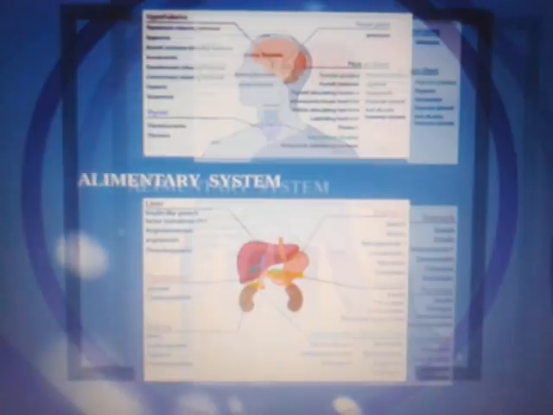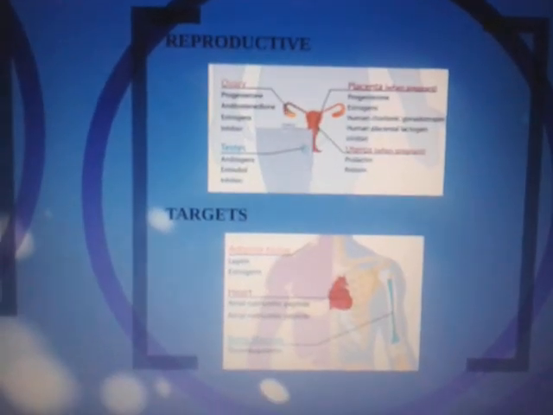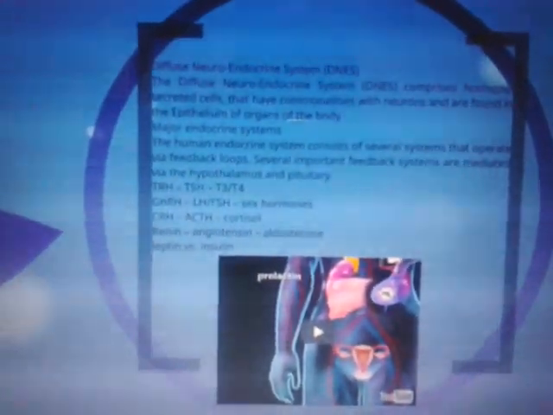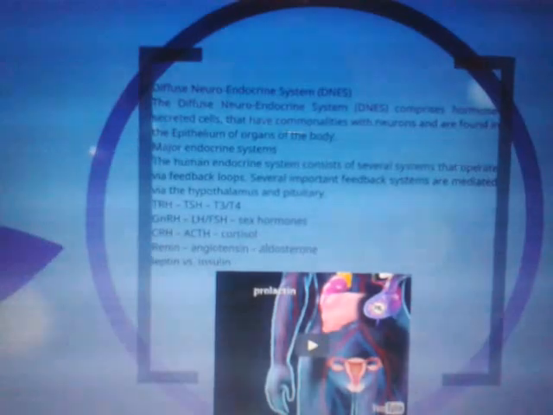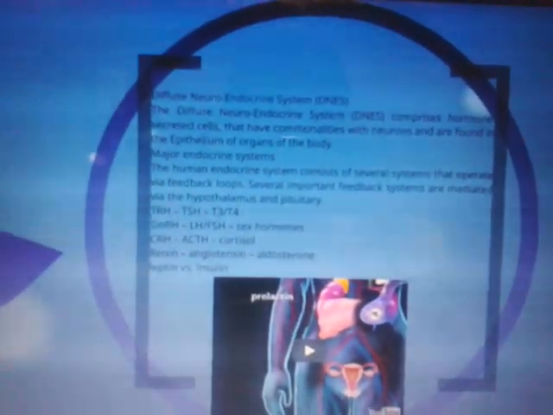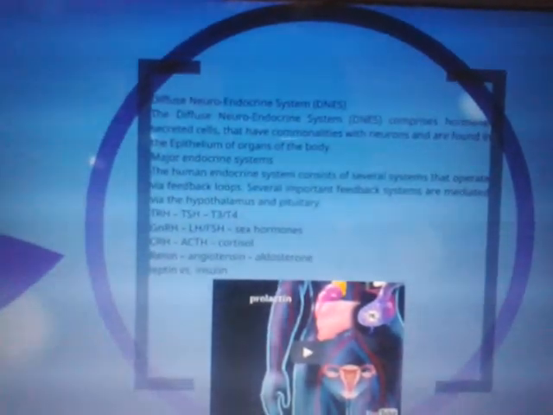Alimentary system, reproductive targets, and the diffuse neuroendocrine system. The diffuse neuroendocrine system comprises hormone-secreting cells that have commonalities with neurons and are found in the epithelium of organs of the body.